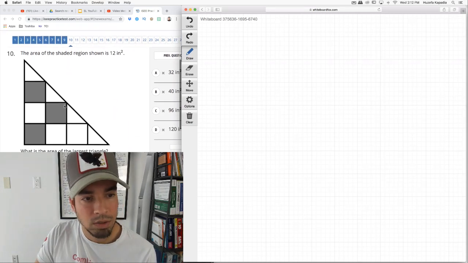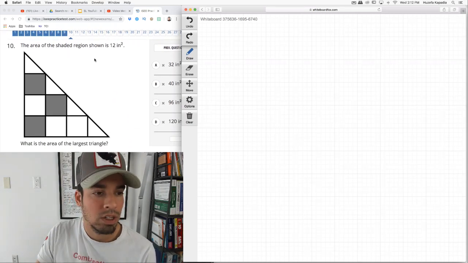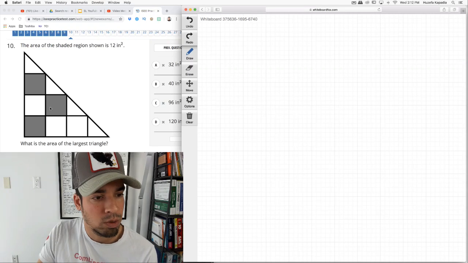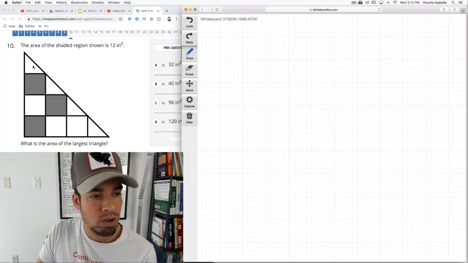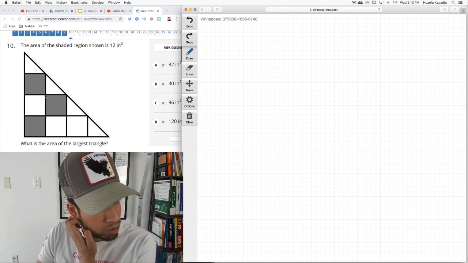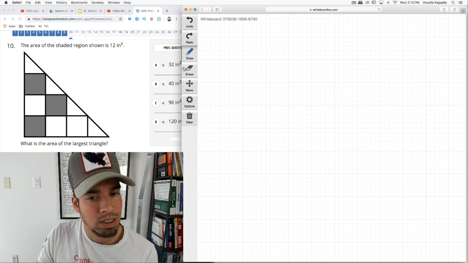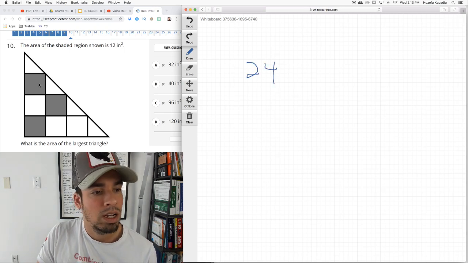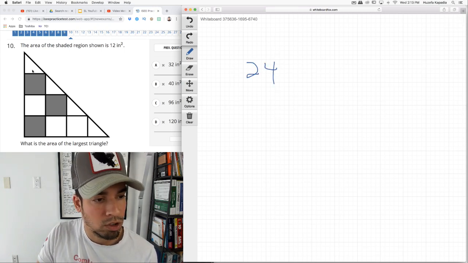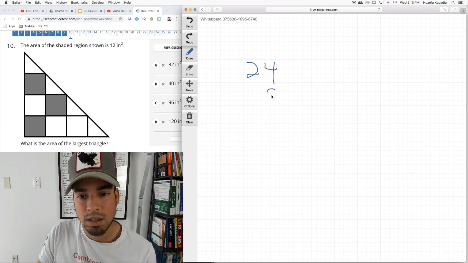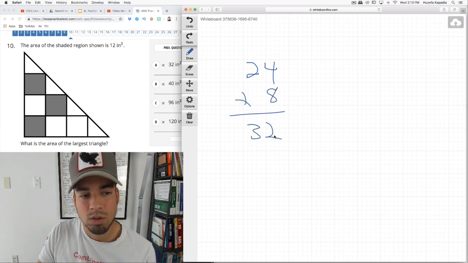The area of the shaded region is shown is 12 inches. Okay, so this is 1, 2, 3. So each one of these is 4. What is the area of the largest triangle? So if each one of these squares is 4, and the triangles look like exactly half, so we're going to make that assumption. So it's 1, 2, 3, 4, 5, 6 times 4 is 24. And if these are 4, then the triangles are half at 2. So 2, 4, 6, 8. Triangles make 8, and we got a total of 32.